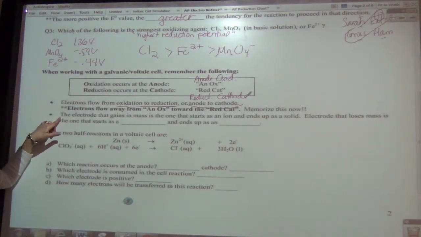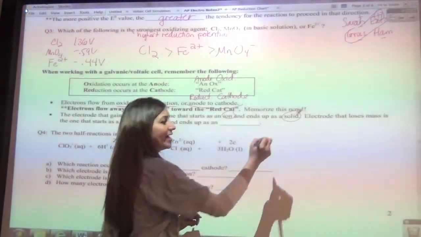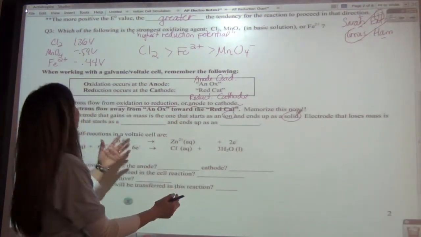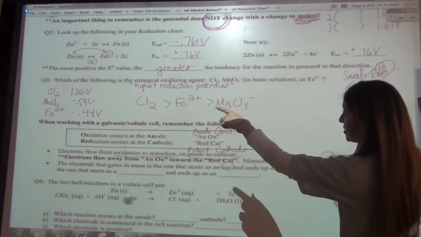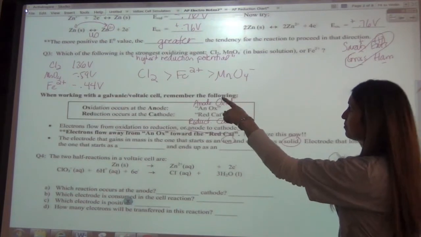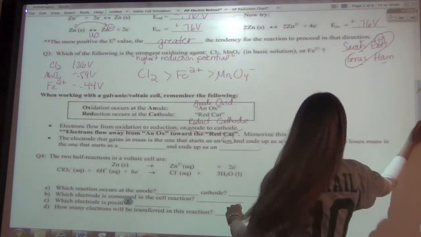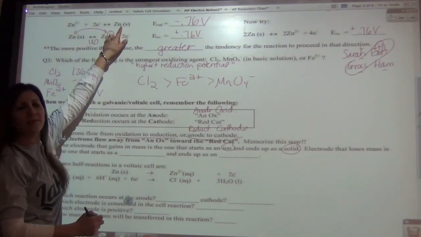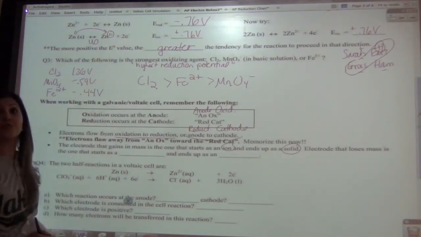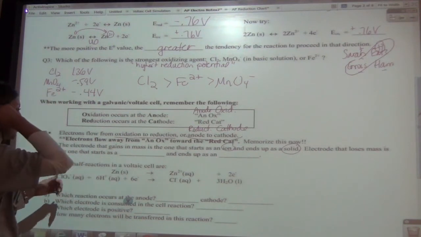The electrode that gains in mass is the one that starts as an ion and ends up as a solid. For example, if we look at a reaction that we had earlier with the zinc, and it said zinc ion plus 2 electrons yield zinc solid, what's happening is the zinc ion is gaining 2 electrons and becoming zinc solid, which means you're getting more and more solid, and so what's going to happen to your mass? It's going to increase. It's going to go up, okay?